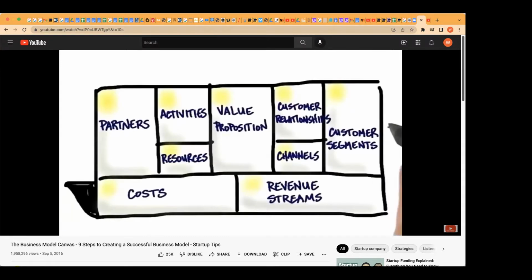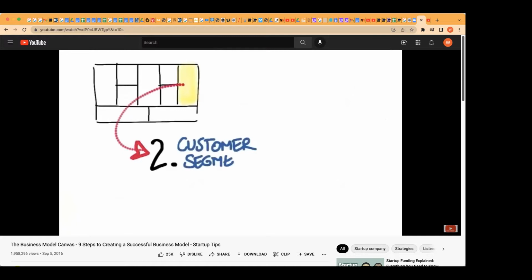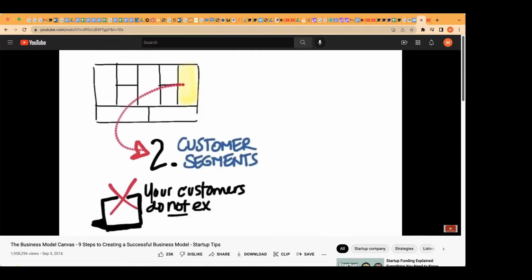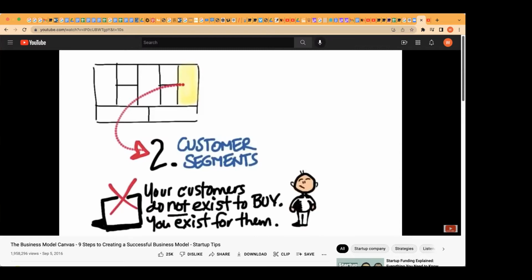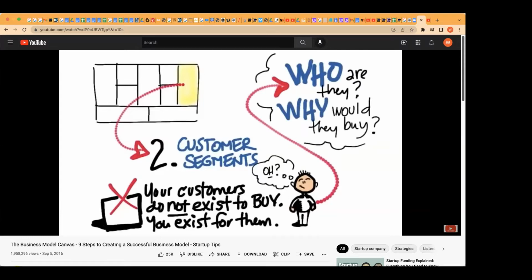So the next thing is, who are my customers? Who are they and why would they buy? And as you'll hear a number of times, your customers do not exist to buy, you exist for them. What you're going to do by getting out of the building is figure out all their geographic and social characteristics and demographics, such that you could actually draw and put up a picture on your wall of who the archetype or the persona of your customer is.